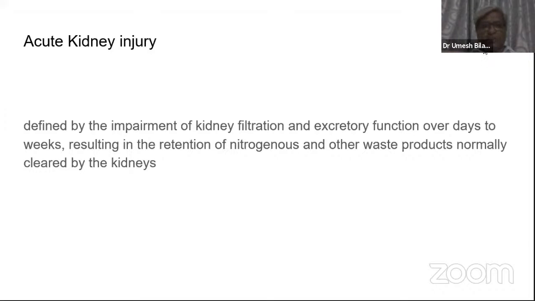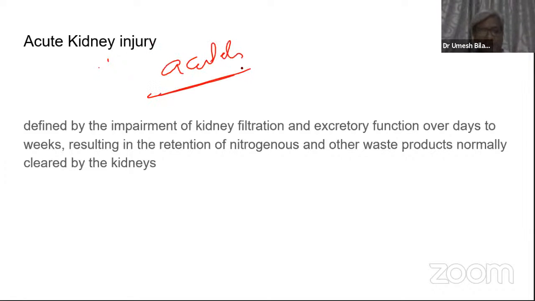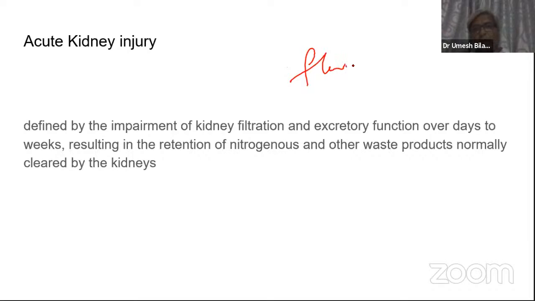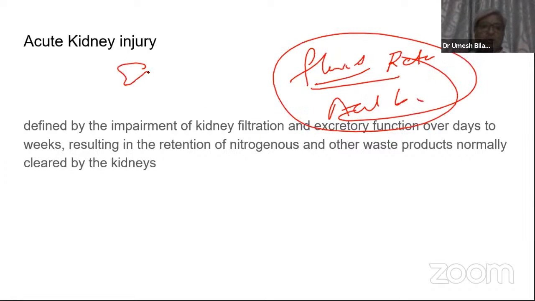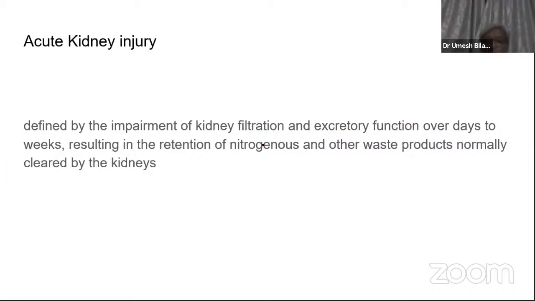Here, acute kidney injury means impairment of kidney filtration and excretory function. The kidney basically has the excretory function of removing toxic metabolites. If there is a falling short of it, and it happens acutely, suddenly, within a few days, then we call it acute kidney injury. Due to this failure of excretory function, there is retention of nitrogenous waste products in the body, which causes problems. Also there is fluid retention, acid base imbalance, so many things, even endocrine problems can set in. That's the definition of acute kidney injury.